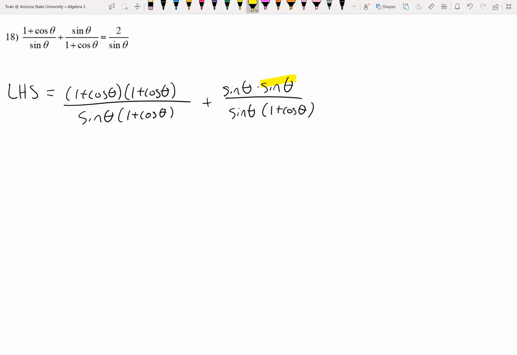So again, here is the original right fraction, sine over 1 plus cosine, and all we did was multiply top and bottom by sine. Right. So now that the denominators are the same, we go ahead and put it as one fraction.